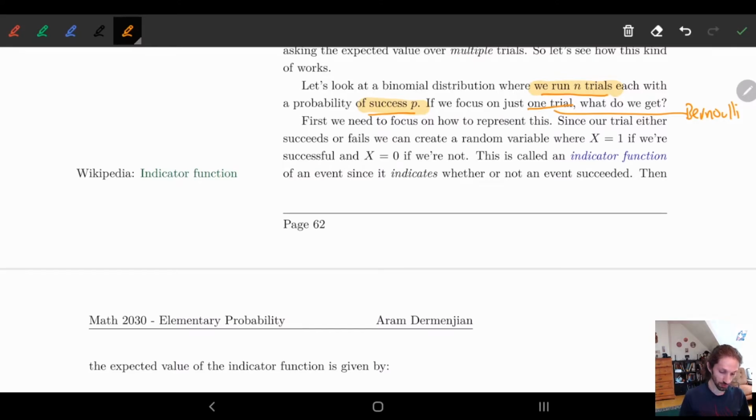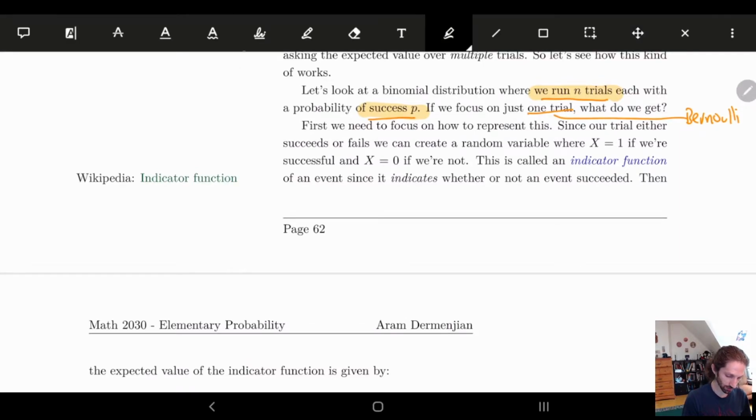So for this one trial, we can create a random variable, and we'll make the random variable be x. We say x is equal to 1 when we're successful, and it's 0 when it's not. Think of this as binary: 1 means we succeeded, we got this. 0 means we failed, it did not work out. This is actually called an indicator function because it indicates whether we succeeded or failed. Simple as that. It's telling us whether we got a good number or a bad number.